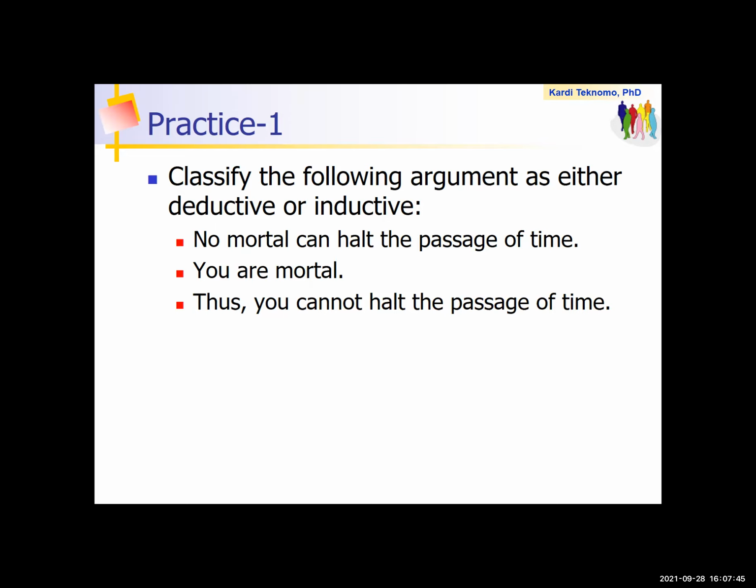Classify the following argument as either deductive or inductive. No mortal can halt the passage of time. You are mortal, thus you cannot halt the passage of time. Deductive. Deductive, okay.